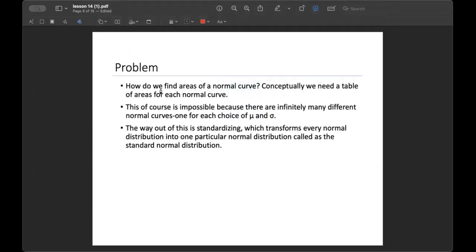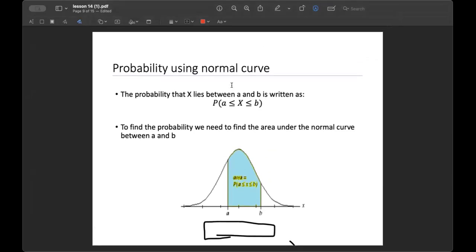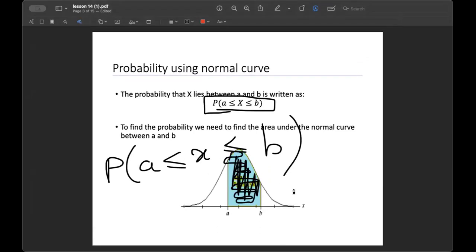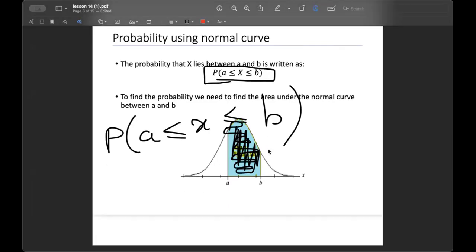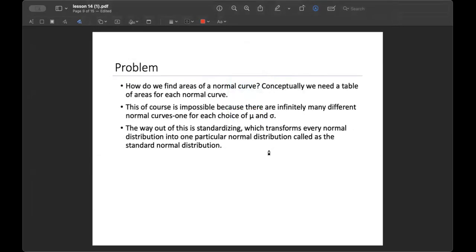Okay, now the problems. How do we find areas of a normal curve? Conceptually, we need a table of areas for each normal curve. To find the areas of a normal curve, either we should have the function, and if we have the function, we can do the integration and find the values. But if not, there should be a proper table of areas from which we can find the values for the normal curve.